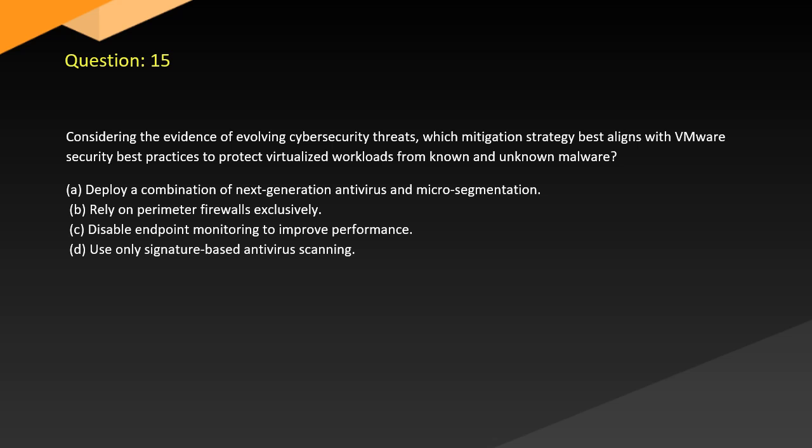Question 15. Considering the evidence of evolving cybersecurity threats, which mitigation strategy best aligns with VMware security best practices to protect virtualized workloads from known and unknown malware? A. Deploy a combination of next-generation antivirus and microsegmentation. B. Rely on perimeter firewalls exclusively. C. Disable endpoint monitoring to improve performance. D. Use only signature-based antivirus scanning.